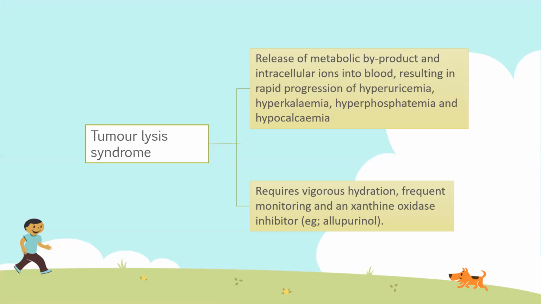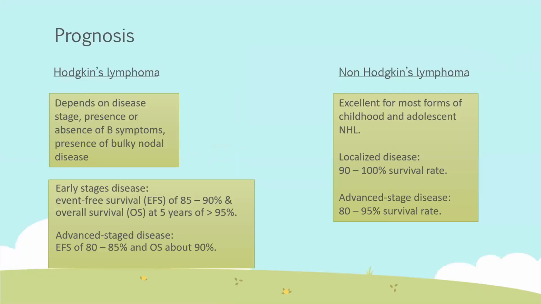So lastly, the prognosis for both Hodgkin lymphoma and non-Hodgkin lymphoma is good, and it depends on the stage, the presence of B symptoms, and the bulky nodal disease. Overall survival for both is more than 90% approximately. So the goal of treatment nowadays is to reduce the long-term complications of the therapy, such as growth retardation, cardiotoxicity, neurotoxicity, and many others, and to increase the efficiency of care at the same time.